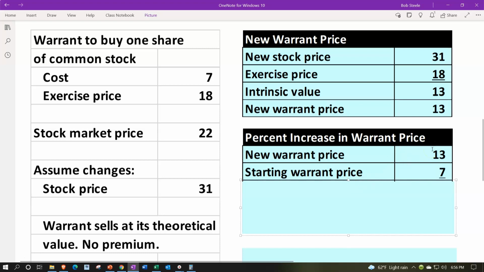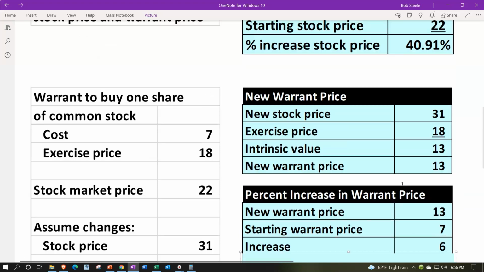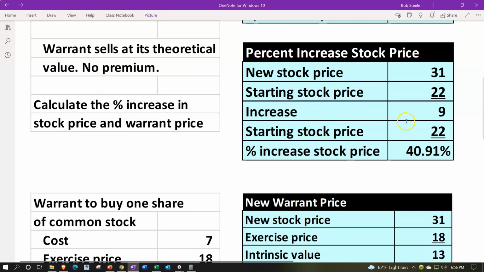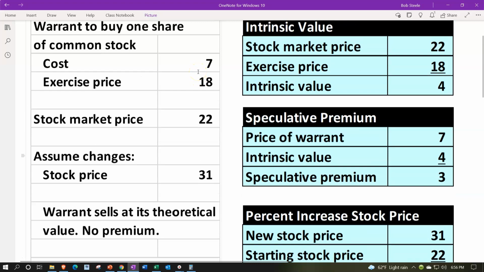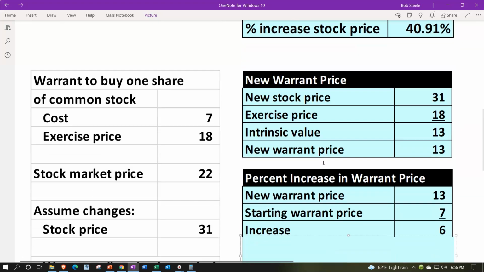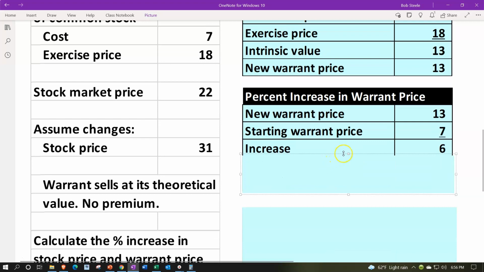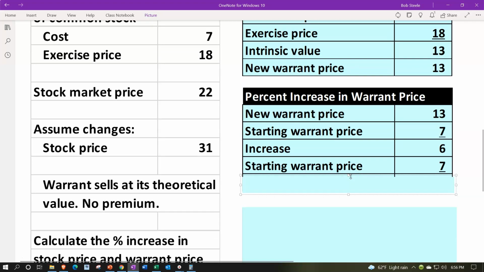If we were to have the value of simply the warrant at this point in time, we bought it for $7. The difference then is $6. So the difference is less in dollar amount, because it's $6 versus the $9 change that we had on the stock. But of course, to invest in the stock, we invested $22 versus investing only $7 when we invested in the warrant.